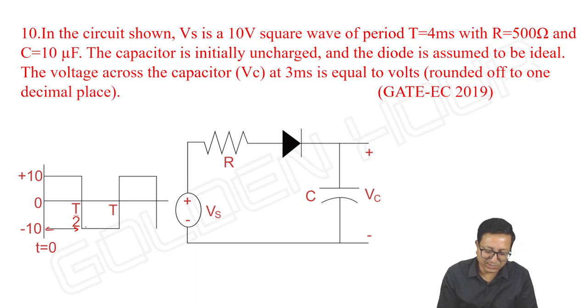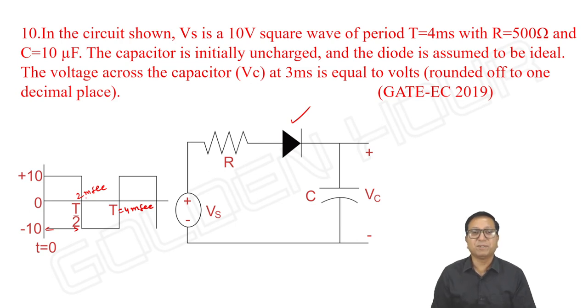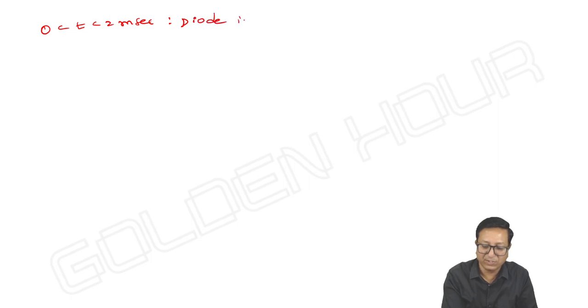Here over the interval 0 to T by 2 the diode is on, and T by 2 to capital T the diode is off. What is T? Here 4 milliseconds. So definitely it will be 2 milliseconds. 0 to 2 milliseconds the diode is on because input is a positive going cycle. So 0 less than t less than 2 milliseconds diode is on.